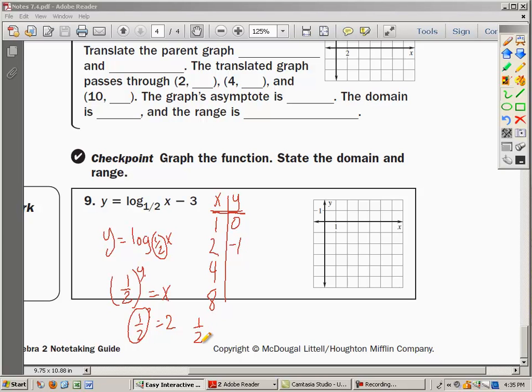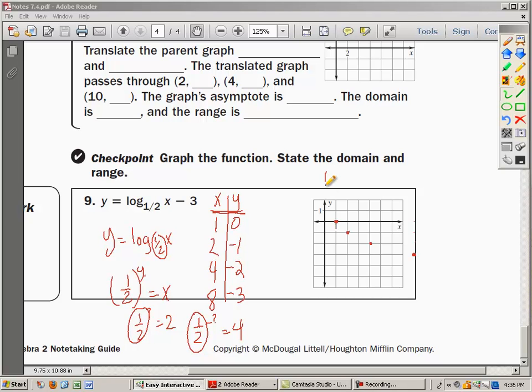How about 1/2 to the negative what is going to give me 4? Well, it's got to be negative because it's got to flip it upside down, and then 2 squared is going to give me 4, so this has to be -2, and just so you know, this will also be -3. All right? And so we're going to go ahead and plot those points. Here's the point 1, 0. Here's the point 2, -1. Here's the point 4, -2. And the point 8, -3. Probably right in there someplace.